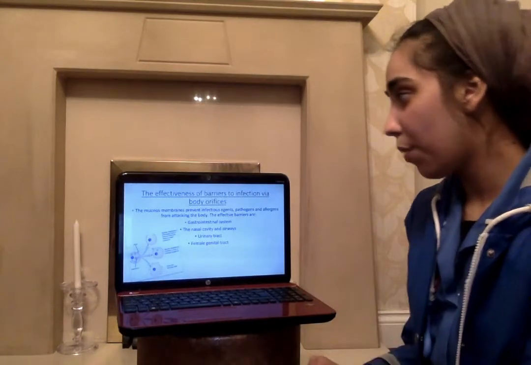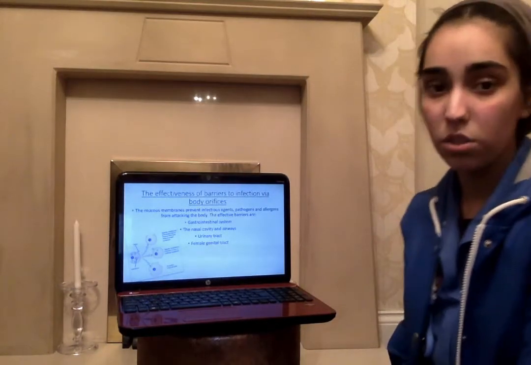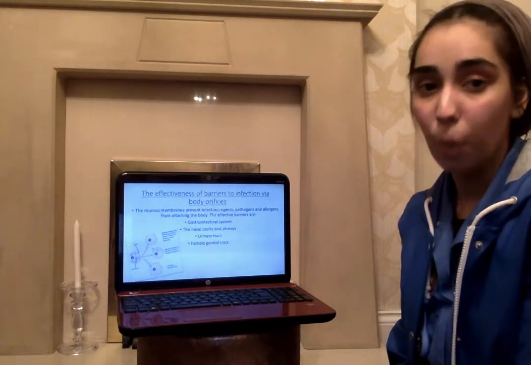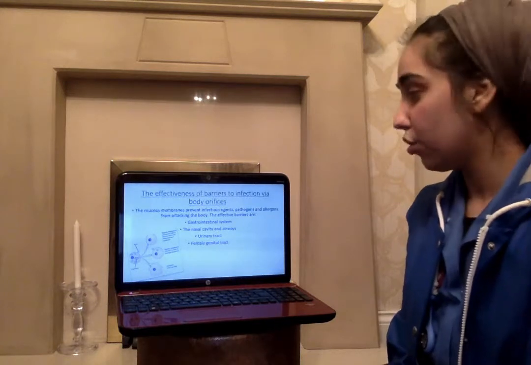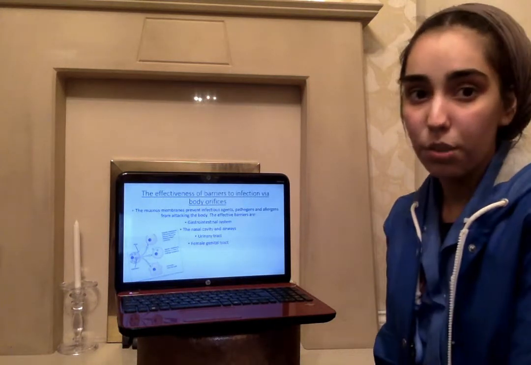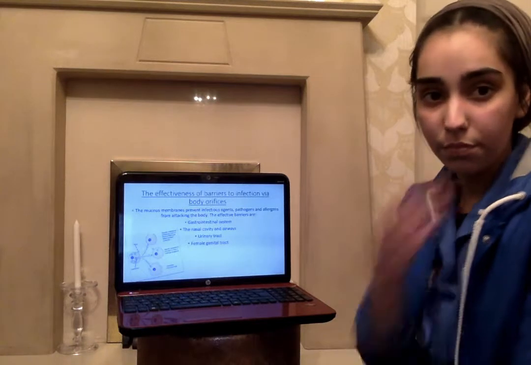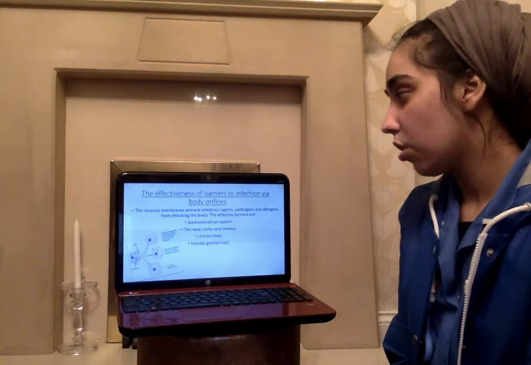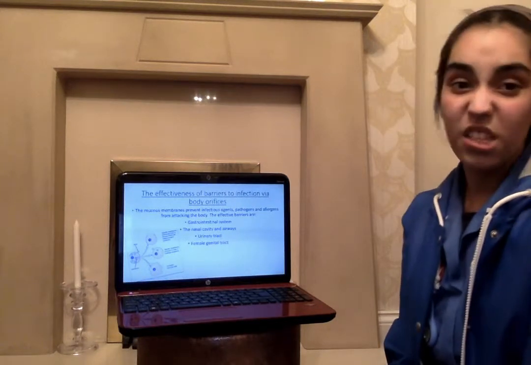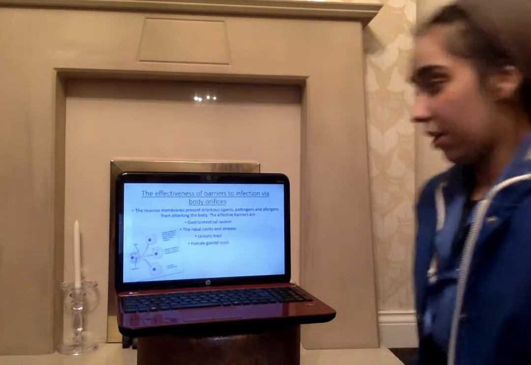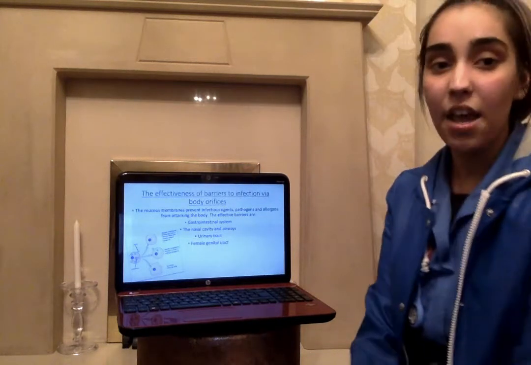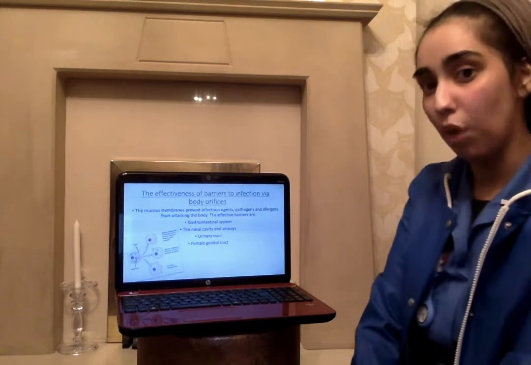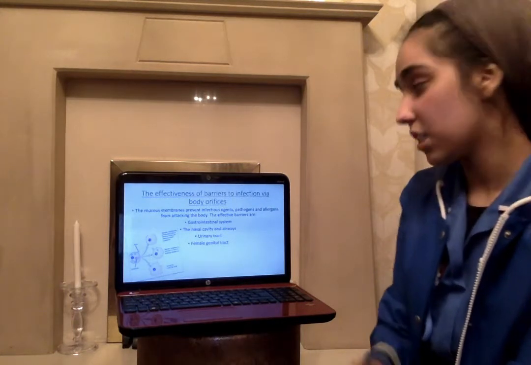The effectiveness of barriers to infection through body orifices. The mucous membranes prevent infectious agents, pathogens and allergens from attacking the body, whilst allowing the nutrients through for the body to keep its healthy tissues. Some effective barriers to infection are the gastrointestinal system, which contains effective barriers against infection. The nasal cavity and airways allow pathogens to enter the body through the nose. However, these can be filtered out before they pass the barrier between the body and the external environment.